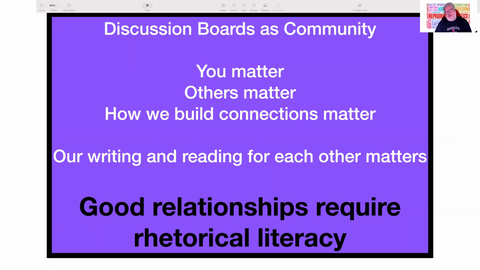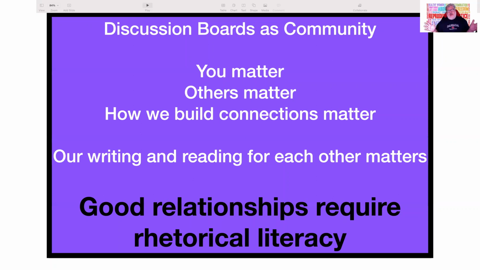This doesn't mean that we as a class are all going to enter into a group marriage and spend the rest of our lives together. I mean, that'd be cool if it happened, but probably not going to happen. What it does mean, though, is that we do have an opportunity to build meaningful connection. And that is if we believe and trust that our reading and our writing for each other matters, especially in an online class, especially on a discussion board.